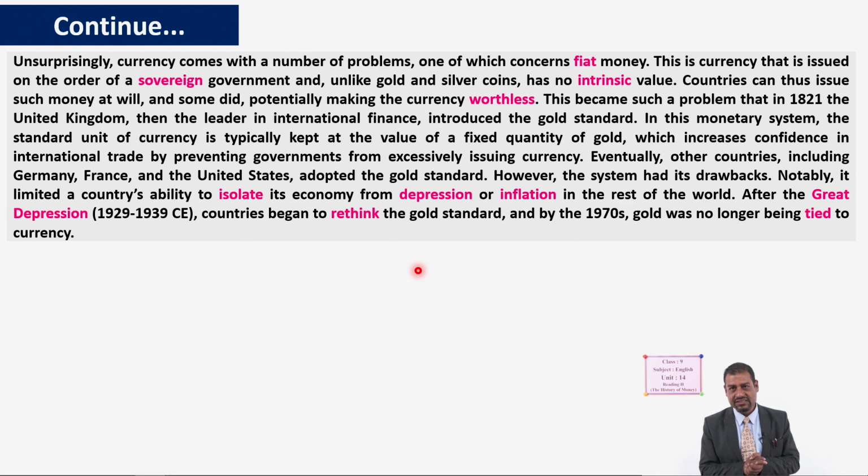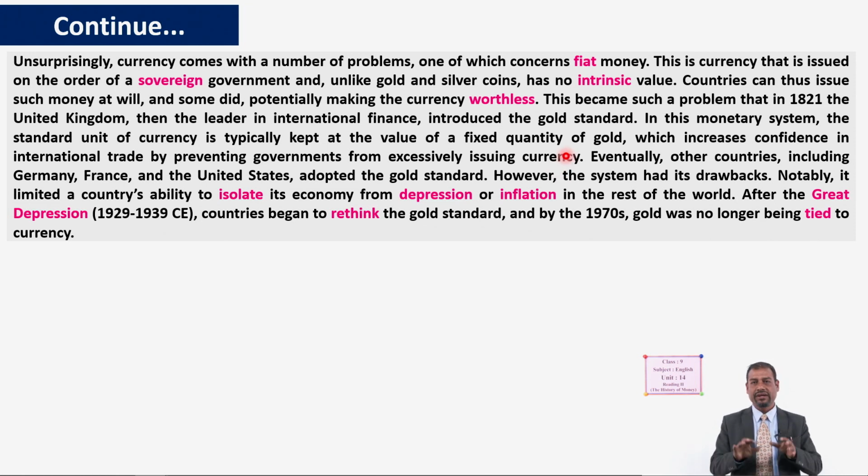So from here, you can understand, of course, the country cannot issue money as that country likes. So there is a criterion. So they have to keep their gold, and based on their deposit of the gold, they are allowed to issue the money. Otherwise, what is the problem? See, potentially making the currency worthless. If we have too much money, then it becomes valueless, meaningless. Okay. So these days you can find American dollar has one price, Nepalese currency has another price, Japanese yen has another price. Why? It is because of this reason, okay, to prevent governments from excessively issuing currency.